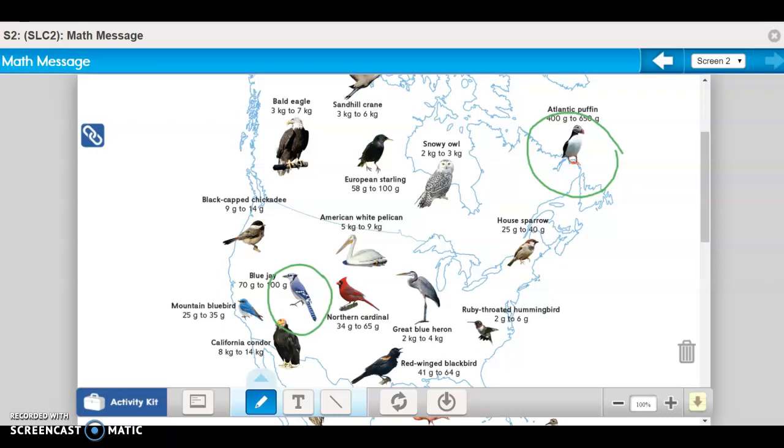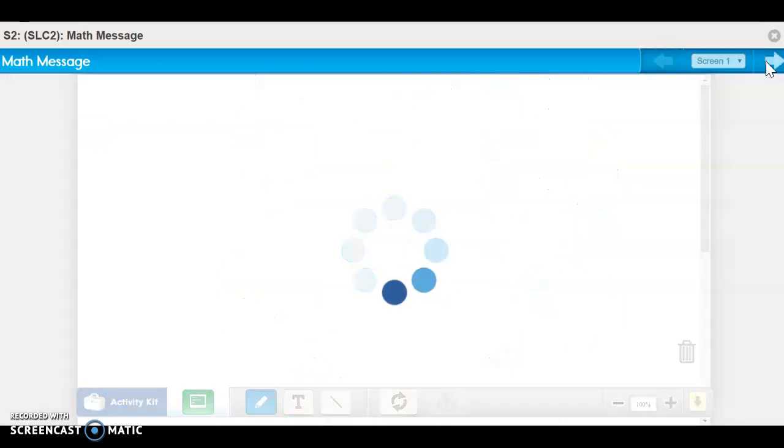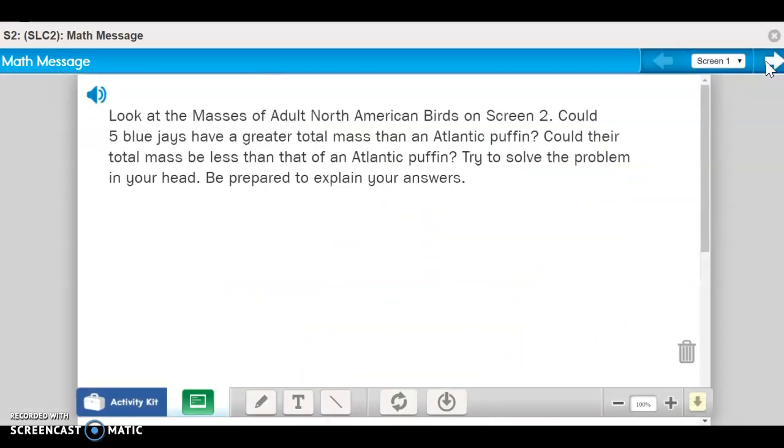Now let's look back to see what our math message was asking. It says, look at the masses of the birds, which we did. We located the blue jay and the Atlantic puffin. Could 5 blue jays have a greater total mass than 1 Atlantic puffin? Could their total mass be less than that of 1 Atlantic puffin? And remember, your instructions are to solve this in your head. This is mental math today that we're talking about.